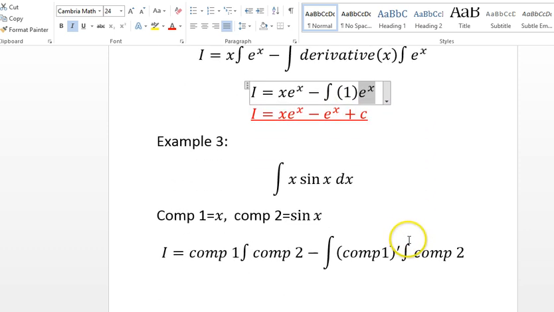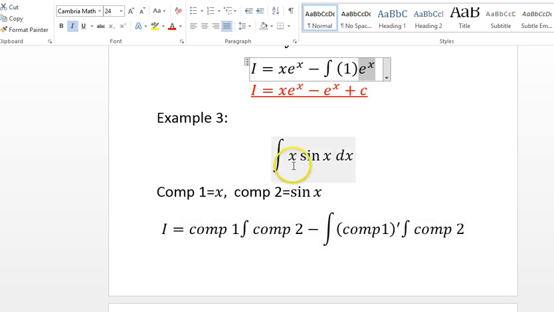So let's do another quick example. Now if you use this one, x sine x, right? Notice that again we can try to select comp 1. Again we have a product, and substitution will not work, because if you take u equals sine x, the derivative is cosine x. That is not the leftover part. So clearly it's an integration by parts problem, right?